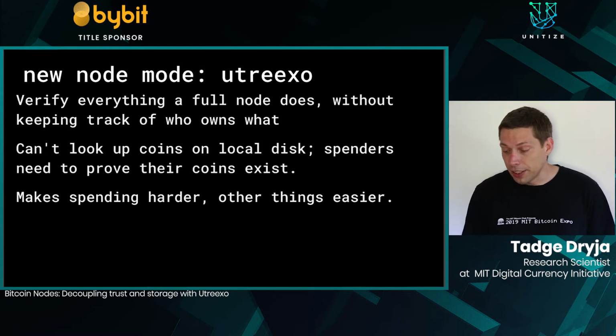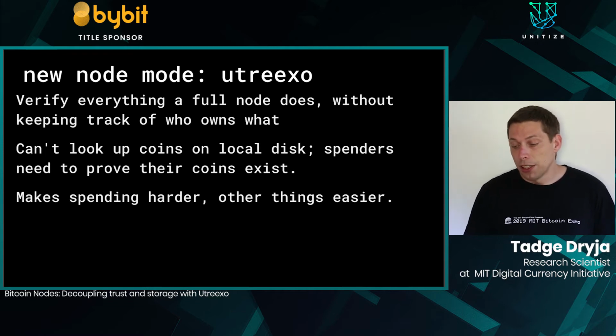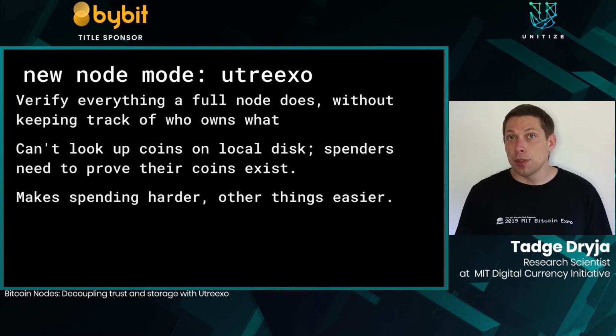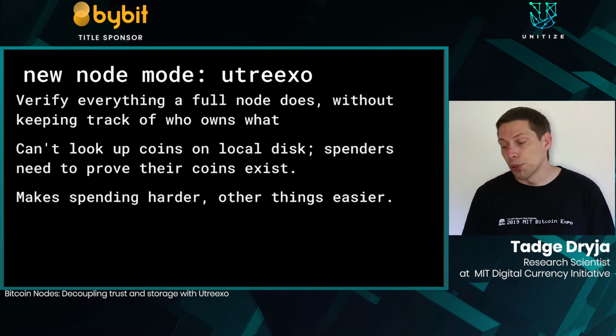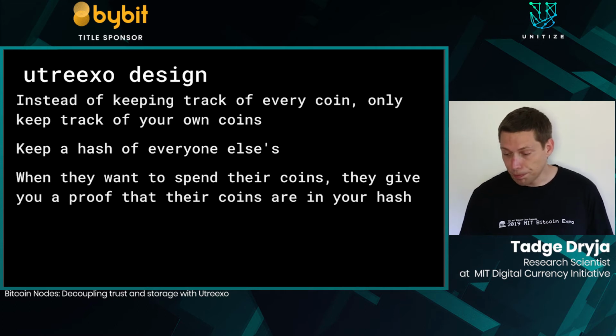So you verify everything that a full node does, but you don't keep track of the whole state of who owns what. So you can't look up the coins on your disk. You don't have a database at all, really. So instead, the people spending the coins, or when someone's giving you a transaction, they need to prove that those coins exist. It makes spending coins a little harder, but it makes other things quite a bit easier.